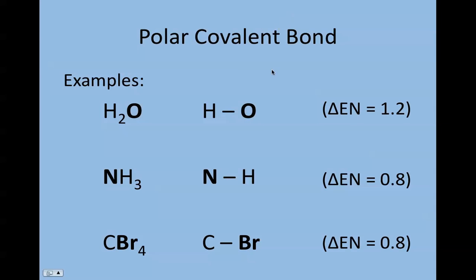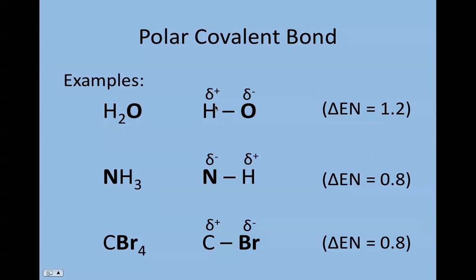So the one I have in bold is the one that has a greater electronegativity. So we're going to assign that a slightly negative charge. This is what we use as a partial negative. And then the less electronegative atom would get a partial positive. And again, this just represents the fact that the electrons, while they're being shared, are spending more time around the oxygen, which has a higher electronegativity. In this case, nitrogen will be our partial negative because it's more electronegative, and hydrogen is our partial positive, and then bromine is our partial negative, carbon is our partial positive. Again, that's based off of electronegativity values.